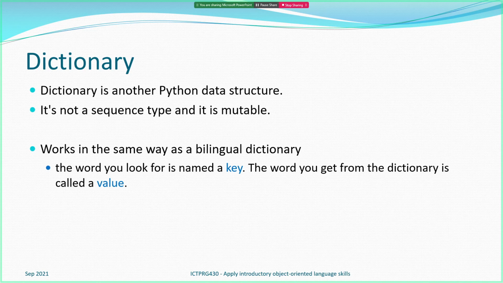A dictionary is another type. Now, what are we looking for here? We're looking for a key with a value. Just like a normal dictionary works, like a bilingual one. So you have your English words and say your Japanese words. So you look up one and it'll give you the other. So this is the key and the value type scenario.